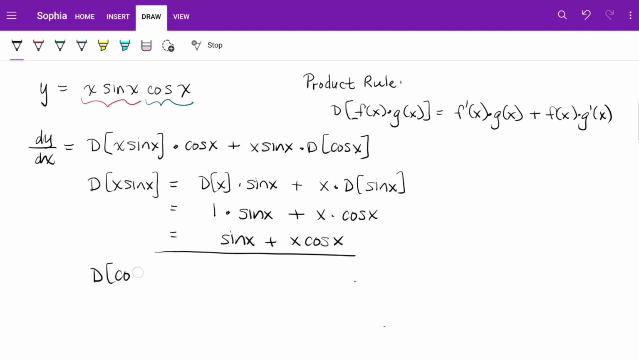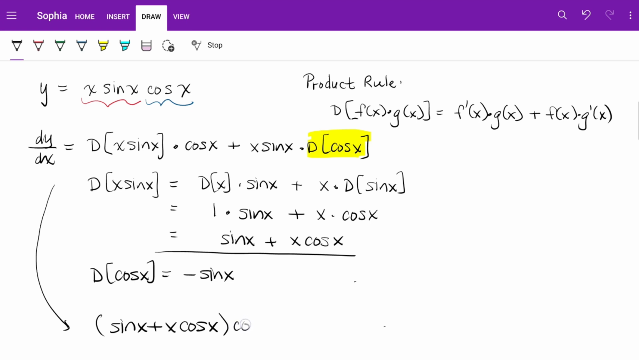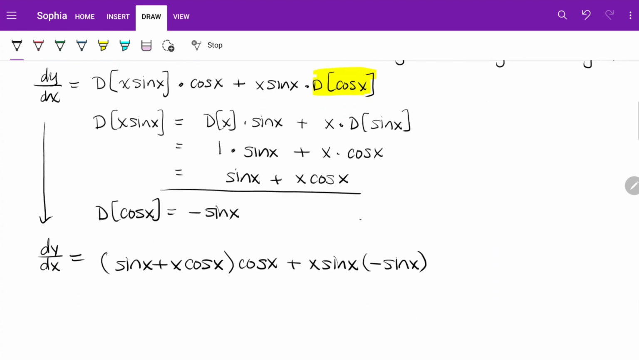The derivative of cosine x on its own, since we need that here, is simply negative sine of x. So then putting this all together, the derivative now becomes the derivative of x sine x, which is sine x plus x cosine x, times cosine x, plus x sine x times the derivative of cosine of x, which is negative sine of x. And remember, I know I drew the arrow there, but to be more precise, we should write this as dy dx equals.